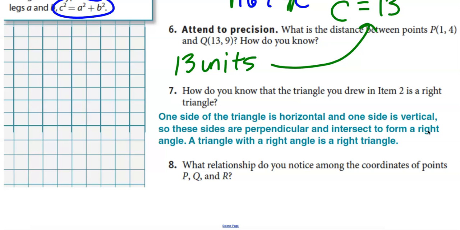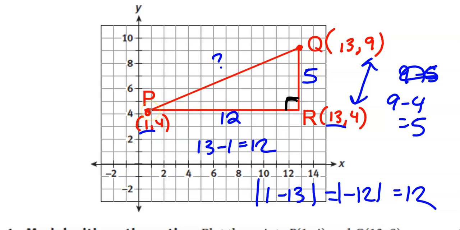But on number 8, you're going to be talking about the relationship that you notice among the coordinate points of P and Q and R. So to do that, I want you to flip back, and let's look at our triangle that we drew. I want you to see what you can realize about P's coordinate point, R's coordinate, and Q's coordinate point. They have something in common, so think about what they have in common and jot your answer down for number 8. So press pause and write something that you see that is the same between P and Q and R.